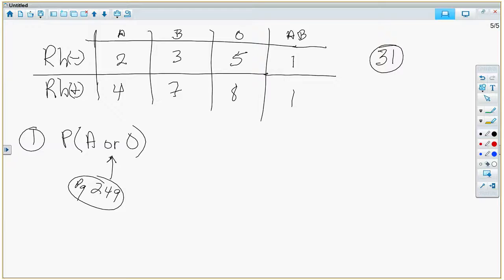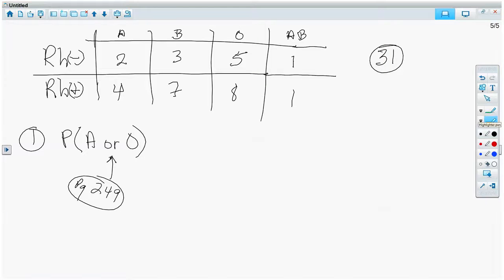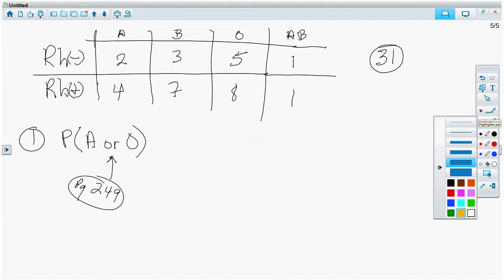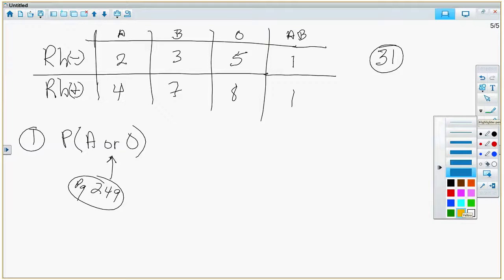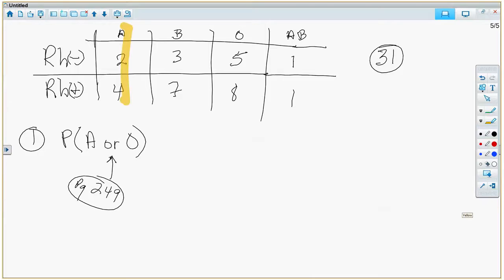Okay. So I take my handy dandy highlighter, and I make sure it's a big highlighter. And I'm going to use yellow for A and yellow for O. Is there an overlap? No. So you don't have to subtract anything. You just add, put it over the total. Here we go. Probability of A or O is all over 31.